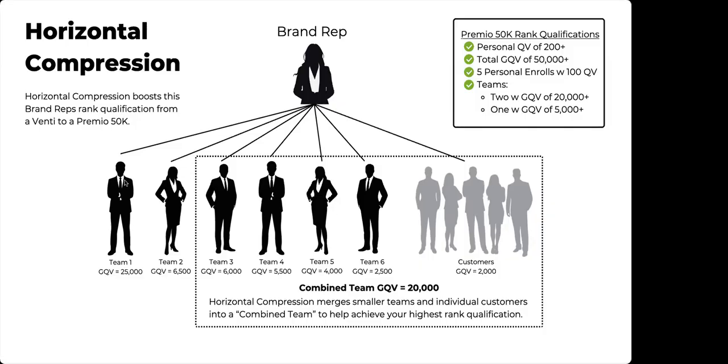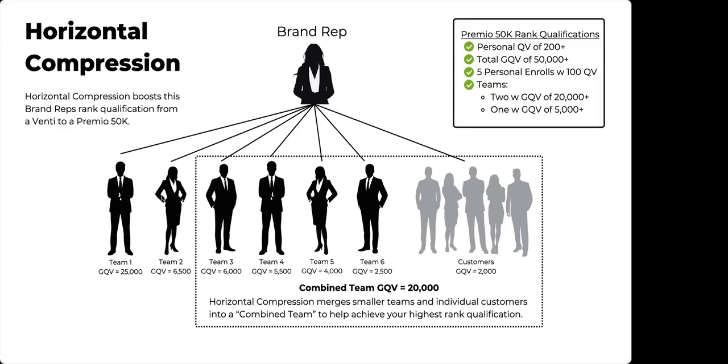So essentially in this scenario, this person normally would only qualify as a venti, right? Because if horizontal compression was not in play, they would have one team at the 20K qualifier for a Premio rank, but they need 2 teams that are 20K or above, and then one team at 5K in order to qualify as a Premio. But they don't have that naturally, right? This would only qualify them for a venti because they've got essentially the 3 at the 5,000. Well, I forget what the exact qualifier is on that. I have to look at that. But anyway, they would only qualify as a venti.